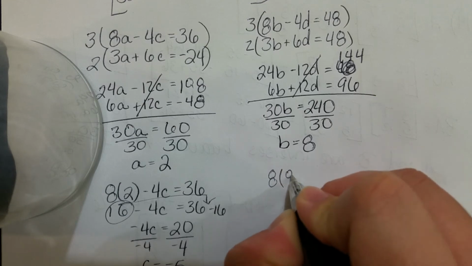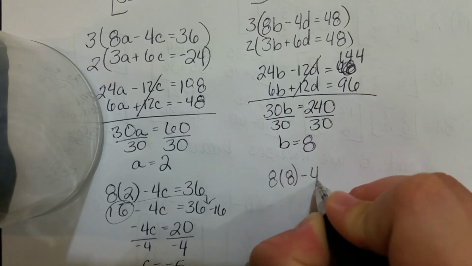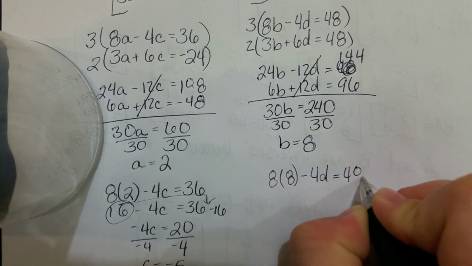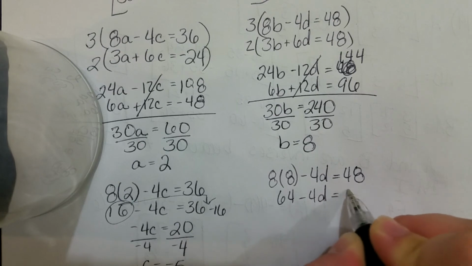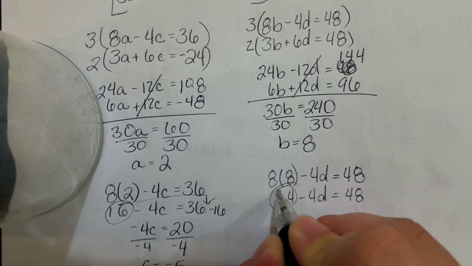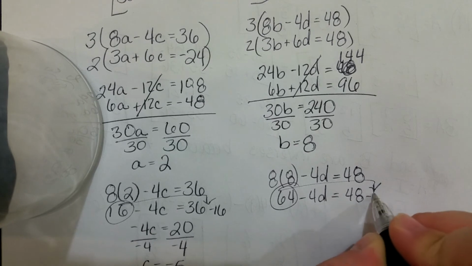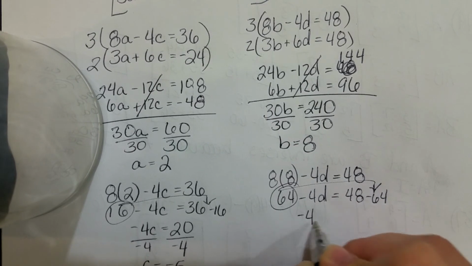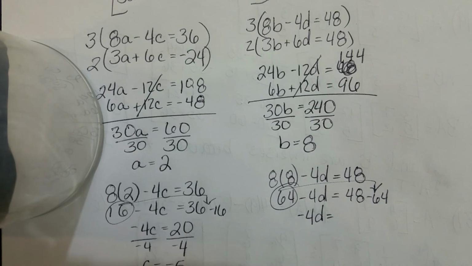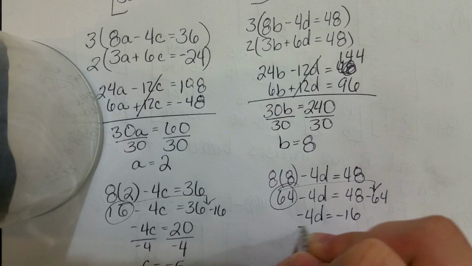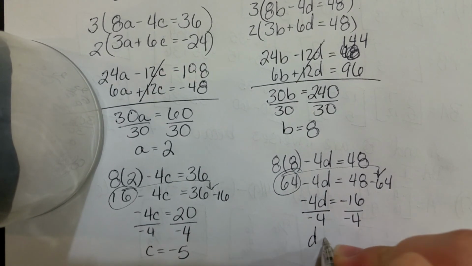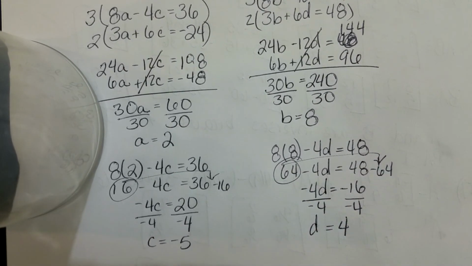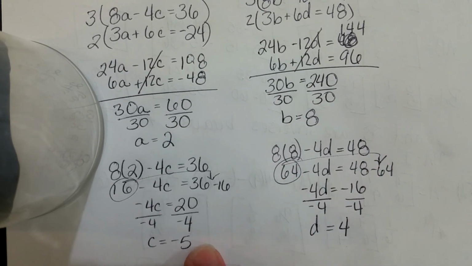So 8 times 8 minus 4D equals 48. 8 times 8 is 64. So I'll minus 64. Negative 16. Divide by negative 4 on both sides. D equals positive 4. Okay, now I have my A, B, C, D.